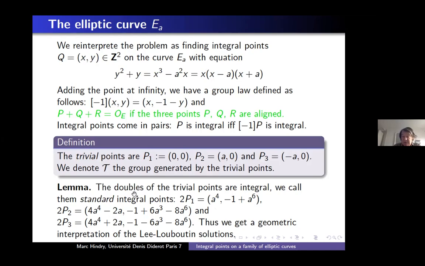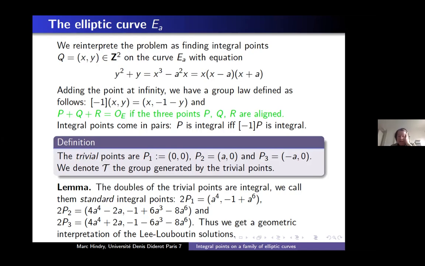The other trivial observation is that there are obvious points on these elliptic curves. I mean, you take y equals 0 and x equals 0, a or -a. So this gives us what I will call trivial integral points, those 3. Now, the point is that, of course, those points generate a group. So the integer points are not stable under the addition law, of course, only rational points.